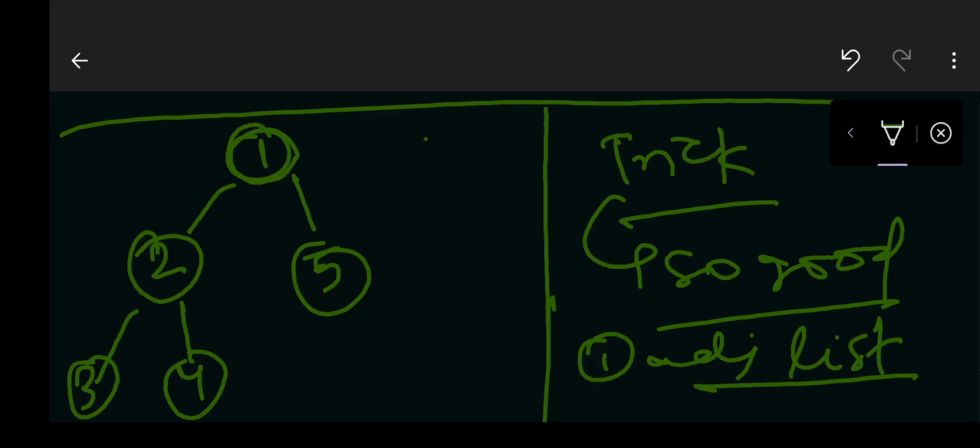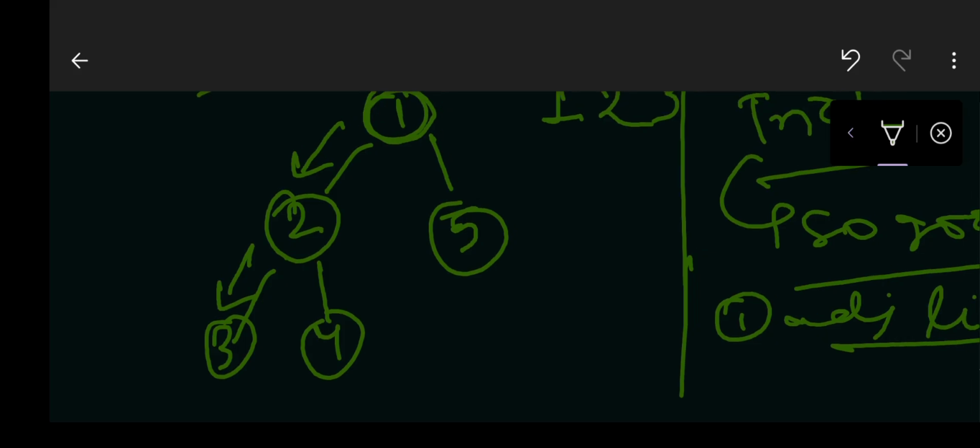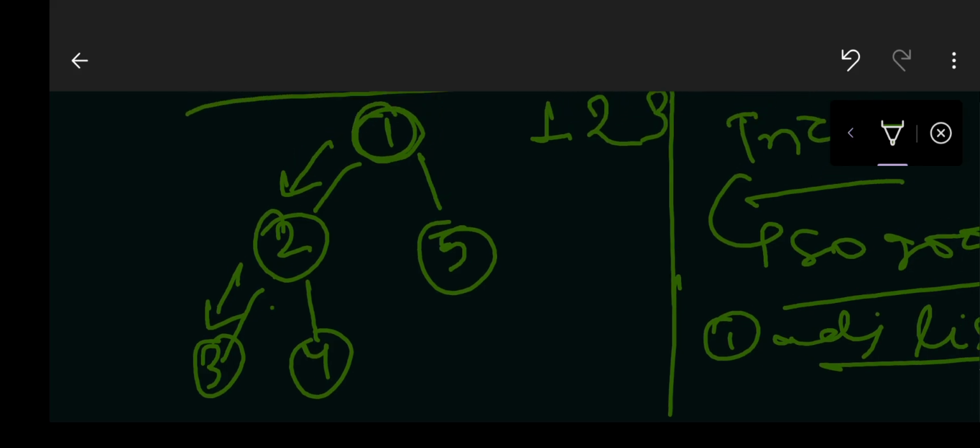Now from 1 we are going to print 1. After printing 1, we are going to go to the child of 1, that is 2. After going to 2, we are going to print 2. After printing 2, we are going to go to the child of 2, which is 3. After going to 3, we are going to print 3. After printing 3, we are going to go to the child of 3. And as you can see, there are no child of 3. So we are going to go back to the parent of 3, that is 2. After going to the parent of 3, which is 2, we are going to go to the other child of 2, which is 4, of course.